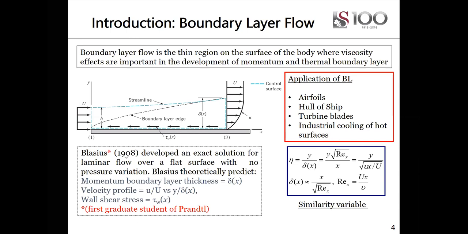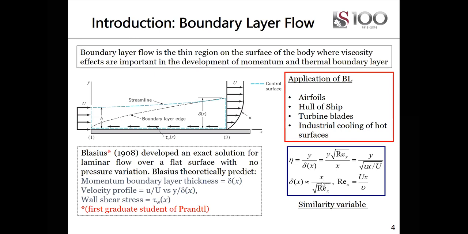Blasius in 1908 dealt with the concept of boundary layer flow. Blasius was a student of Prandtl. His motive was to look at the flow over an aerofoil, the dynamics of an aerofoil, like aircraft moving in the air. He was able to obtain what we call similarity solutions that give reasonable solutions that predict the drag on the aerofoil and also how to reduce the drag.